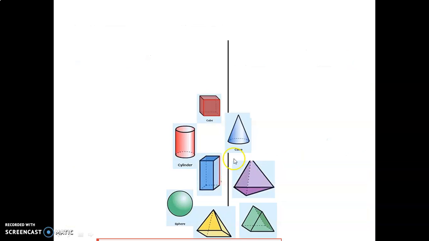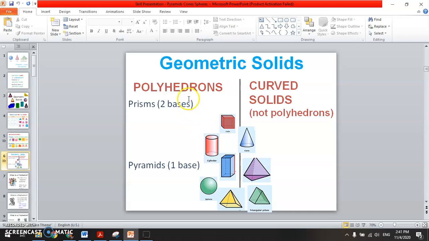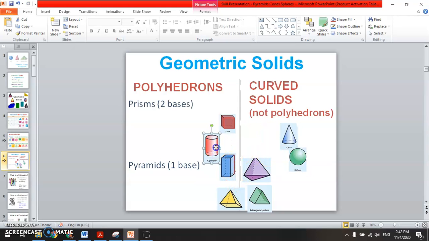With that in mind, let's classify these. We have polyhedrons and curved solids. Curved solids are the ones that have rounded faces. So that cone is a curved solid. This sphere is a curved solid. This cylinder is also a curved solid. It has curved surfaces. Now prisms are polyhedrons which have two bases that are identical.